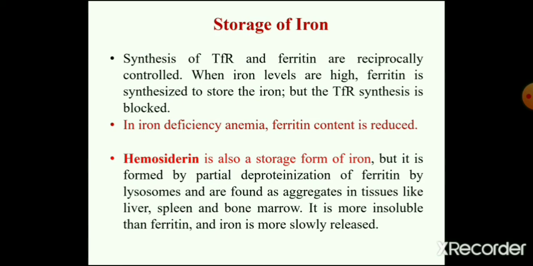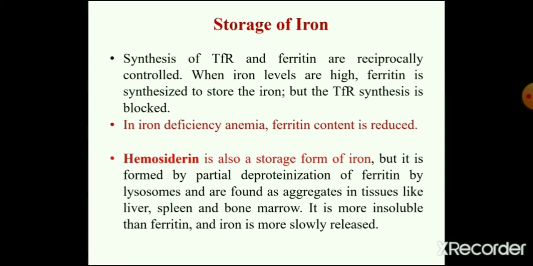Then another storage form is hemosiderin, that is formed by the partial deproteinization of ferritin by the lysosome and is found in aggregates in tissues like liver, spleen and bone marrow. So again, this is a partially deproteinized type of storage form of iron, that can be produced from ferritin, and it is more insoluble. It is not soluble like ferritin, so the release of iron is very slow from the hemosiderin.